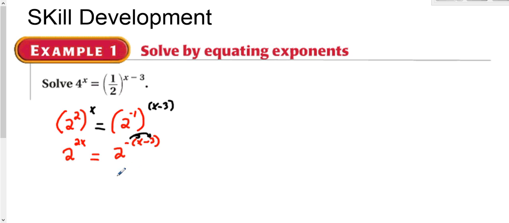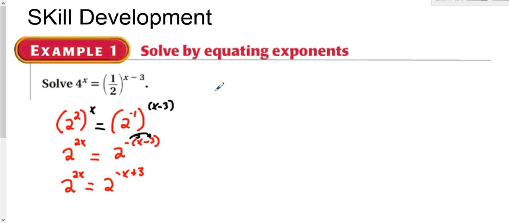We've got to make sure that negative gets distributed through on both of these. So with one more quick simplification, the left side stays the same. The right side becomes 2 to the power of negative x plus 3, because I distribute through the negative. Now I've rewritten my equation to the same base. They both have a base of 2.